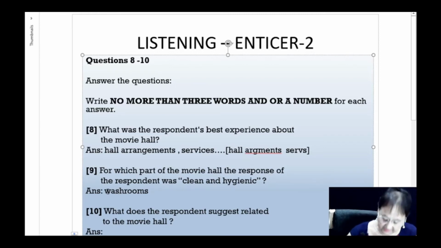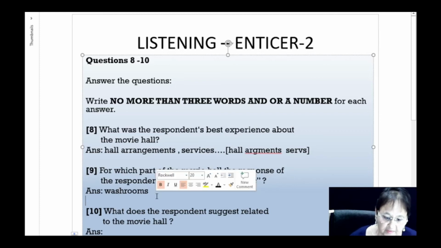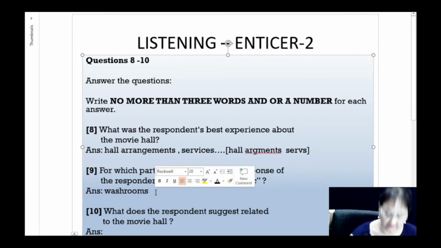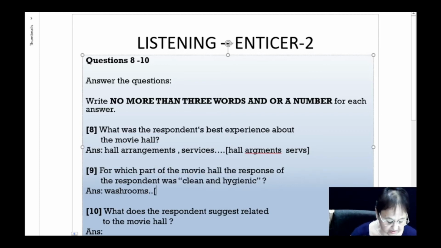So can you make that into a short form? Is there any way that you can make it into abbreviation? WASRMS. That is, if you know the full form of what you have written. So washrooms is the answer. You can't write washroom because there are different types of washrooms. You've got for gents, for ladies, for handicap. So you cannot put that answer as a singular.